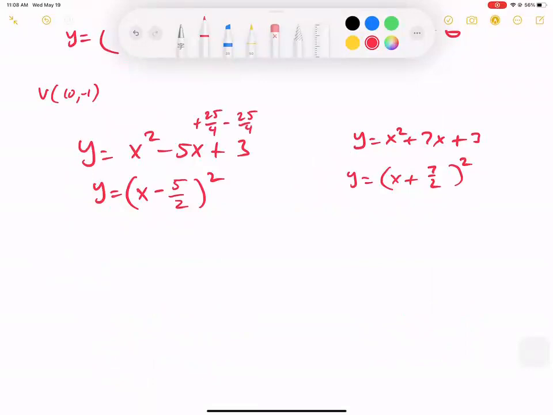The problem with these fraction problems is that if you try to do it in your head, it's just going to drive you crazy. On the right, what do you think that fraction would be for 7 over 2? 7 over 2 squared is going to be 7 times 7 is 49 over 4. If I add 49 over 4, I'm going to minus 49 over 4.